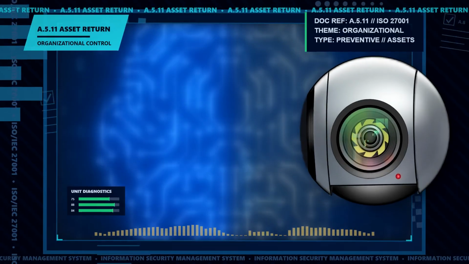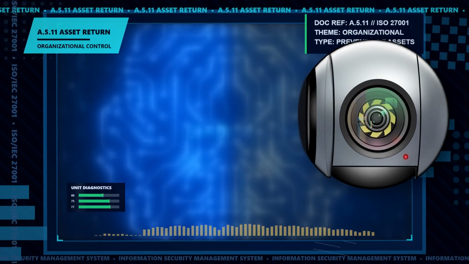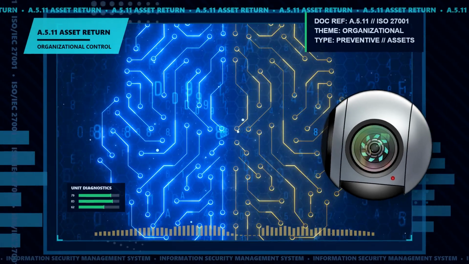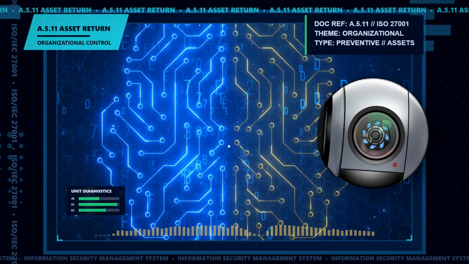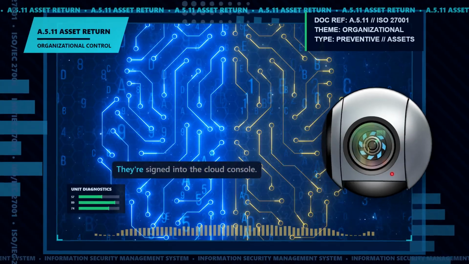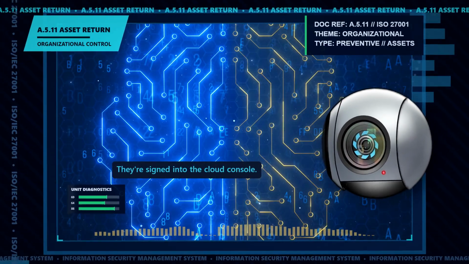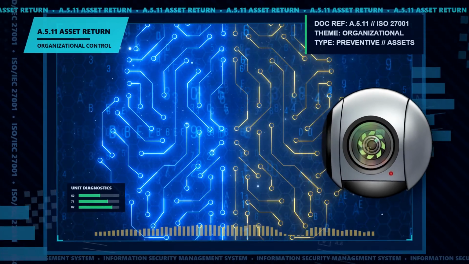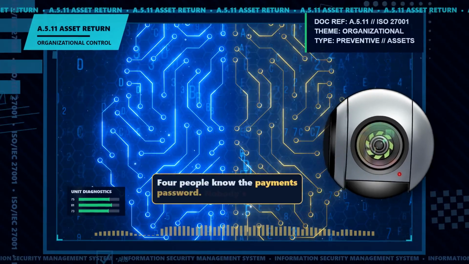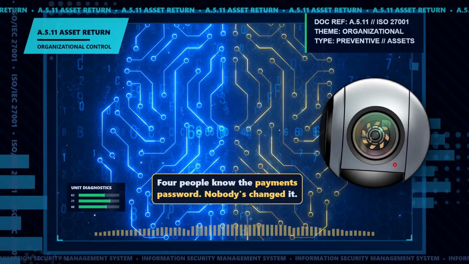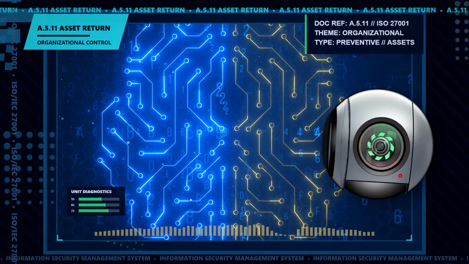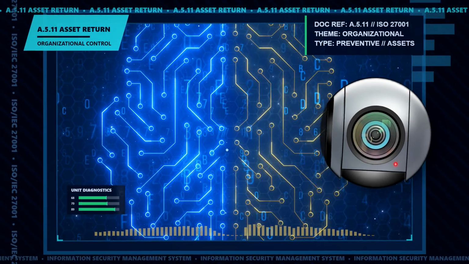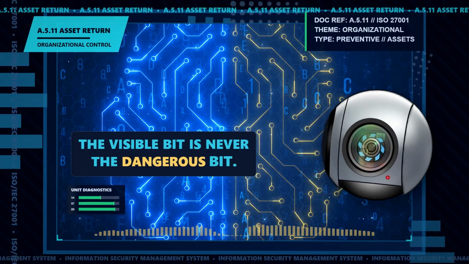Because here's the bit that turns a tidy administrative control into a genuine security event. Access to accounts is an asset, their login to the customer relationship management system, their sign-in to the cloud console. Personal access token sitting in a script somewhere. The shared password for the payments dashboard that 4 people know and nobody has changed since 2023. You can get the laptop back and still be wide open. The laptop is the visible bit. The visible bit is never the dangerous bit.